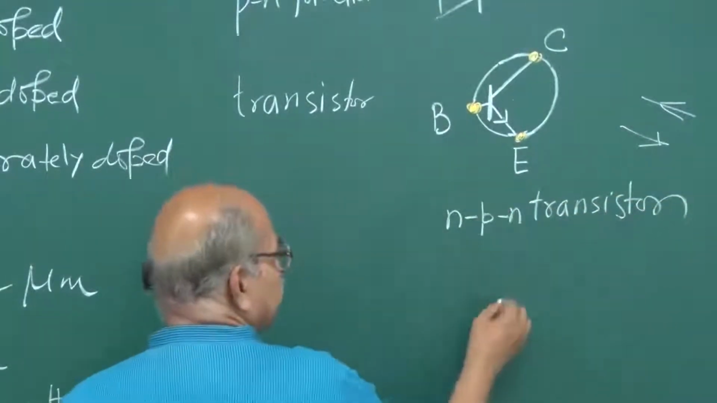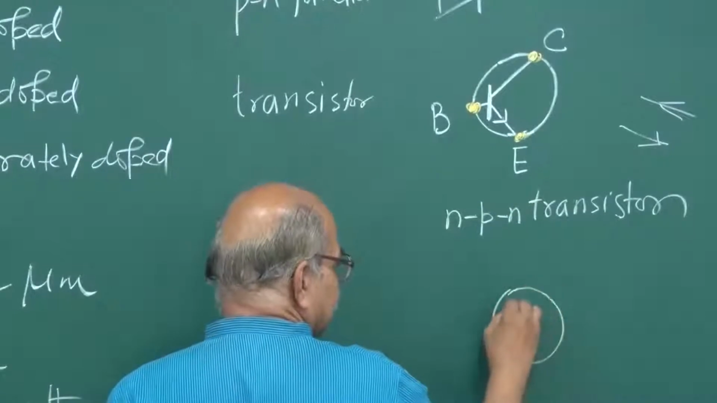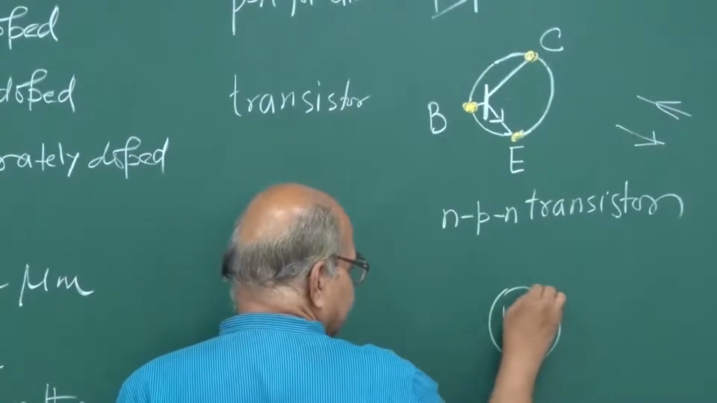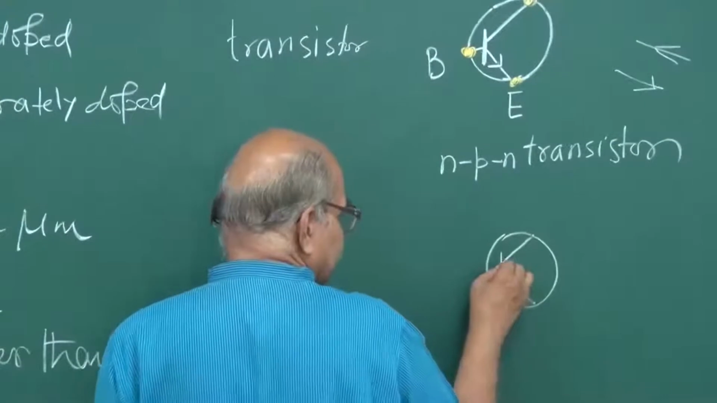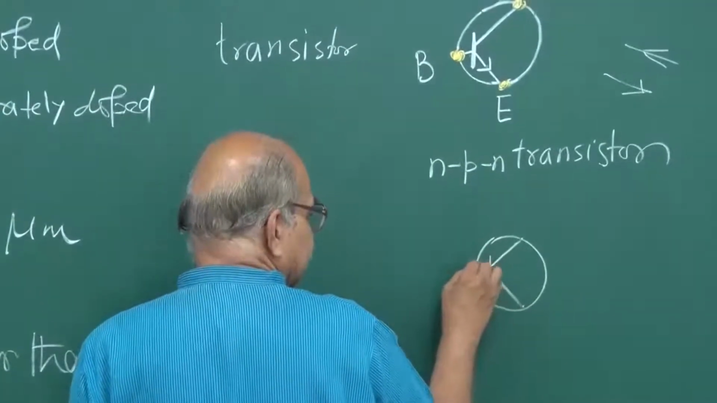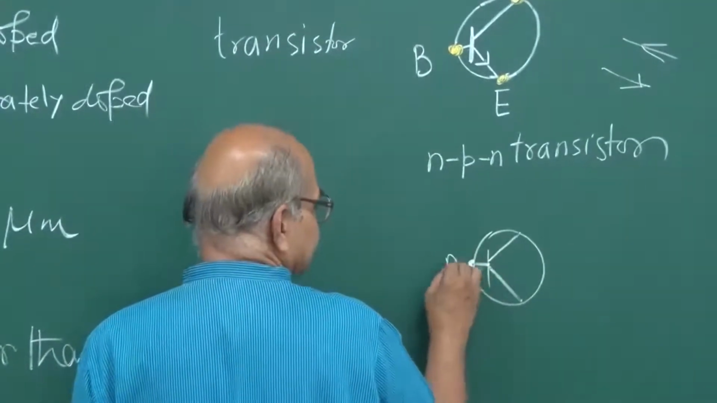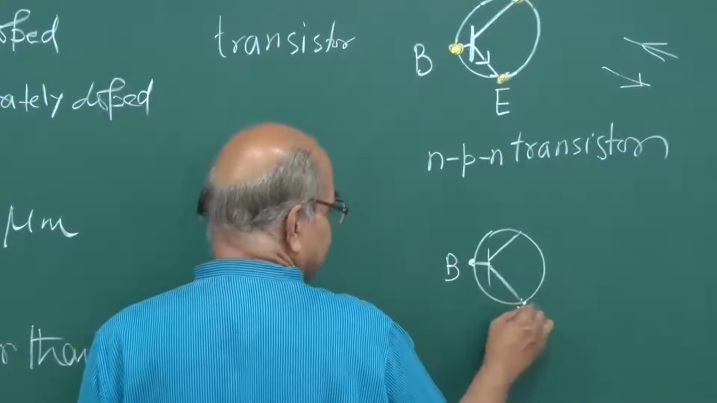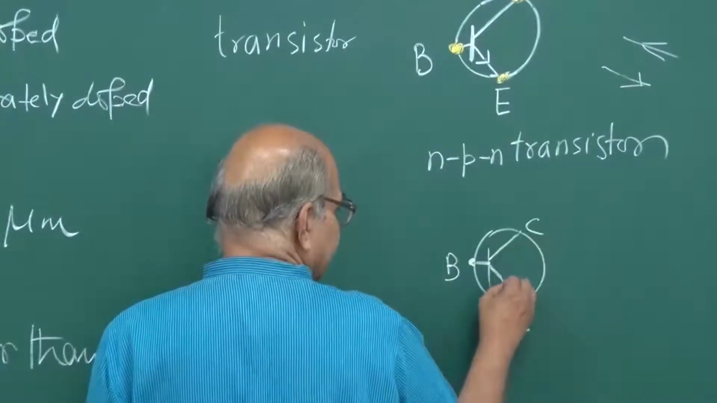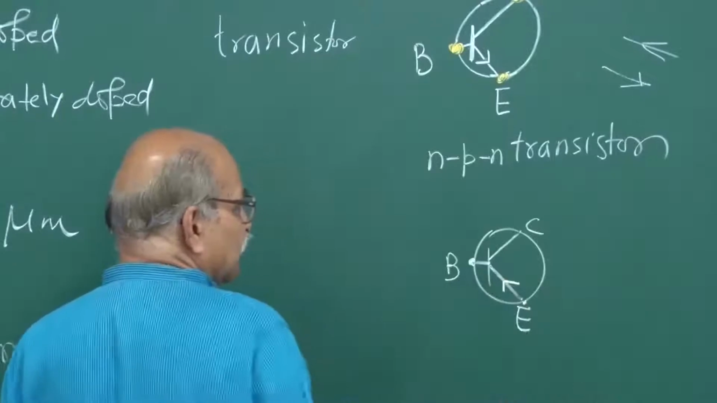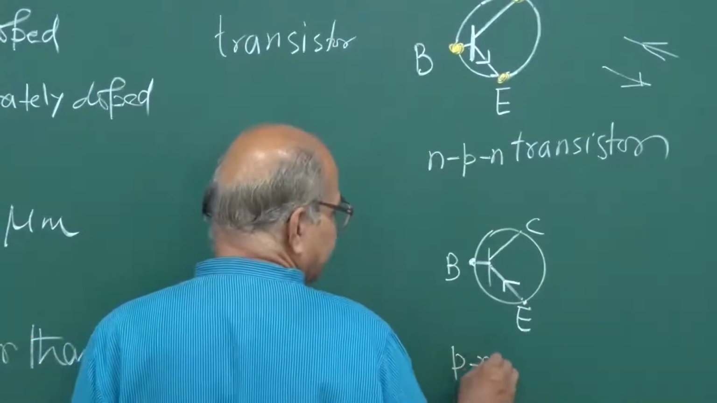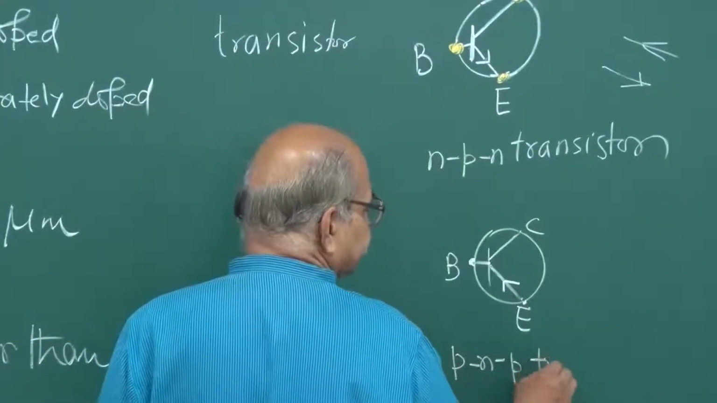And if I put the arrow in the other direction, with two lines coming like this and a third line coming like this, this is the base, this is the emitter, and this is the collector. If I put an arrow like this, this is a PNP transistor.